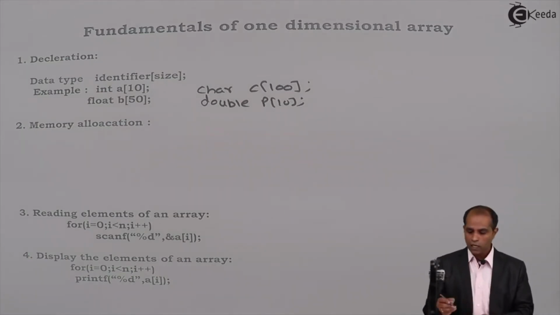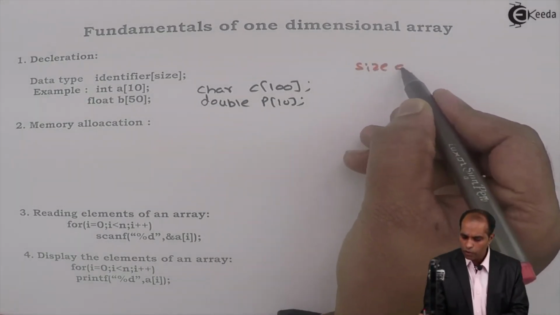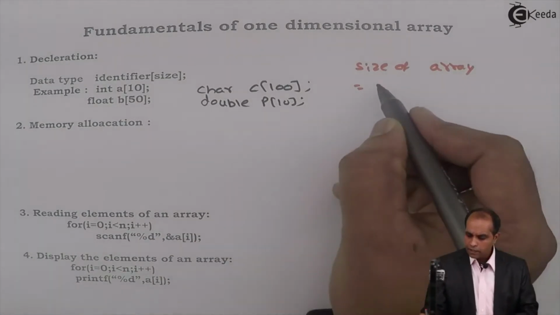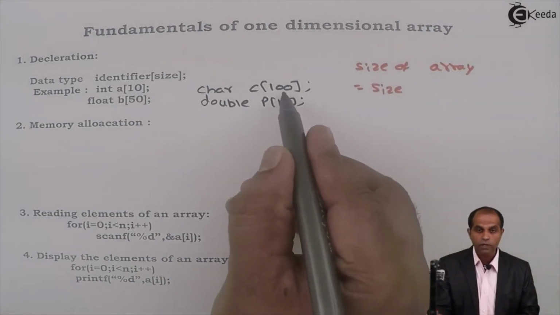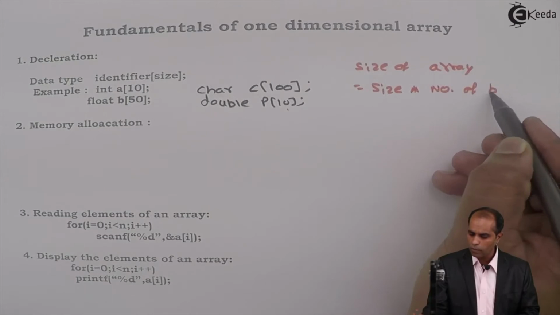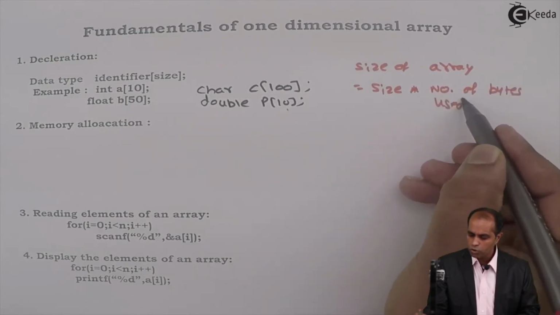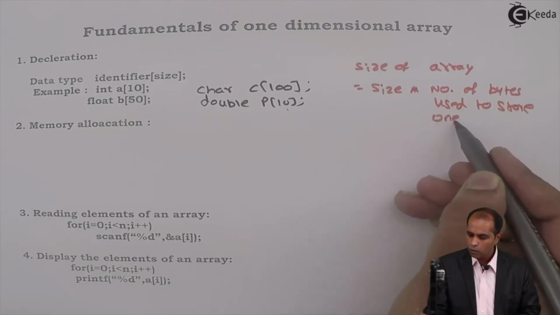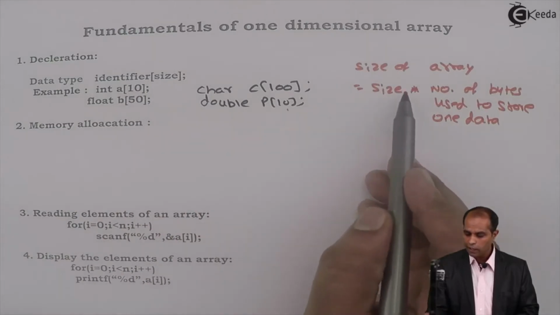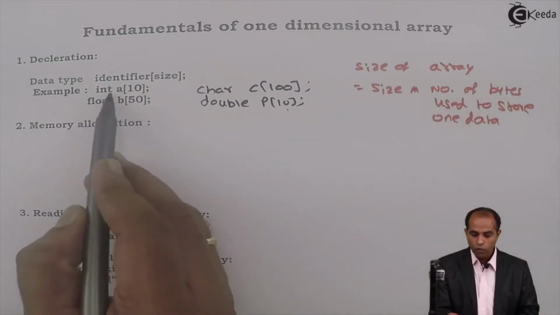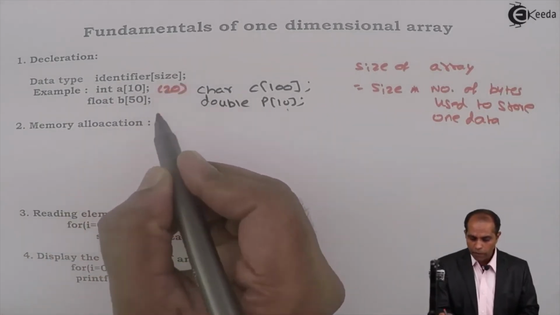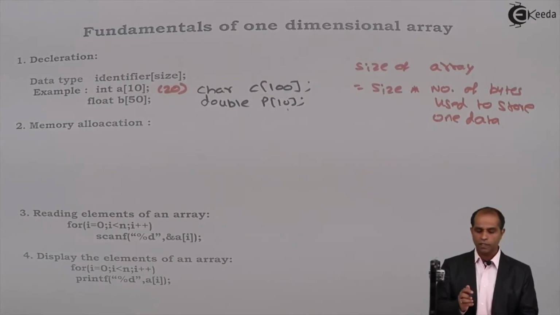So size of an array, I'll put at this place, size of array equals to, how do I calculate the size? It is the size which is associated with the array multiplied by the number of bytes used to store one data. So here I have 10 as a size, 10 multiplied by the number of bytes used to store one data. For one integer I need 2 bytes. So 10 into 2 is 20. The number which I am going to write in brackets indicates the size of that particular array.